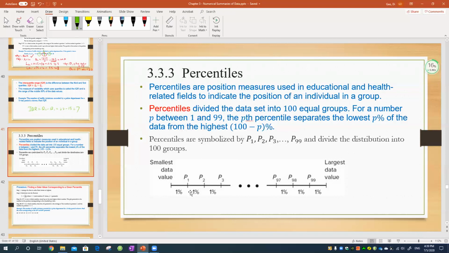So this is P1. It separates the 1%, which means we have 1% below and the 99% above. For P2, we have 2% below and 98% above. And for P3, 3% below and 97% above, and so on and so forth.